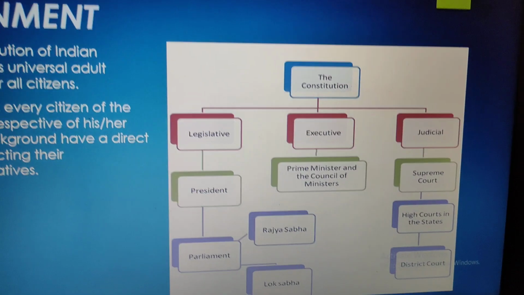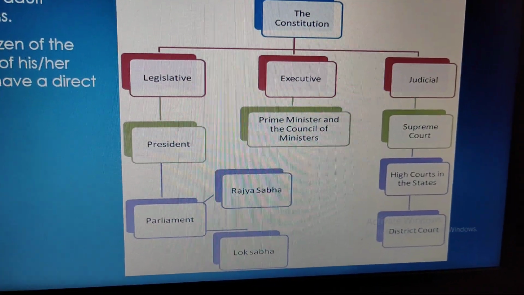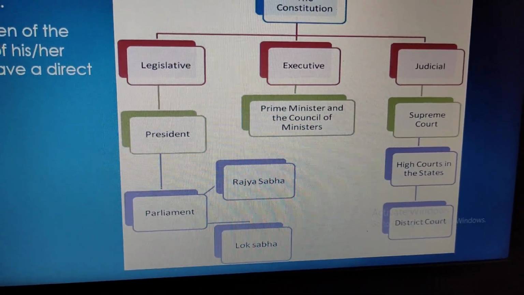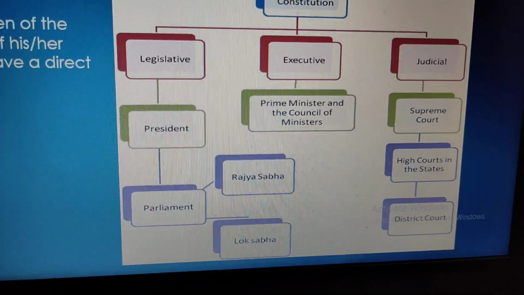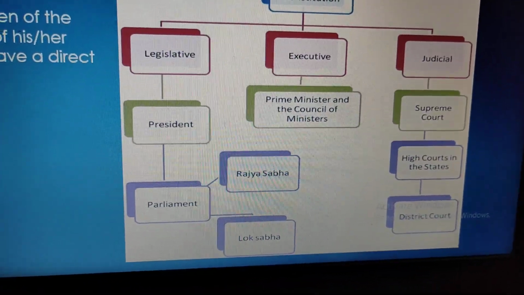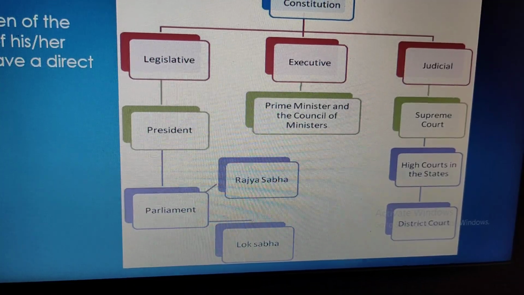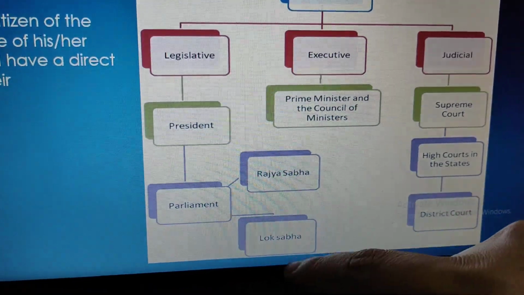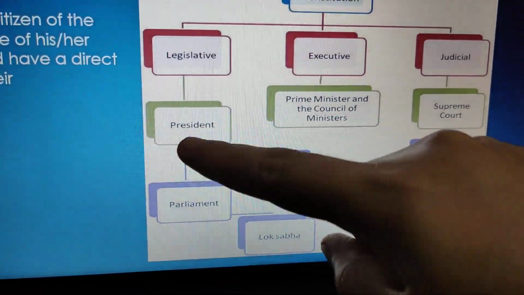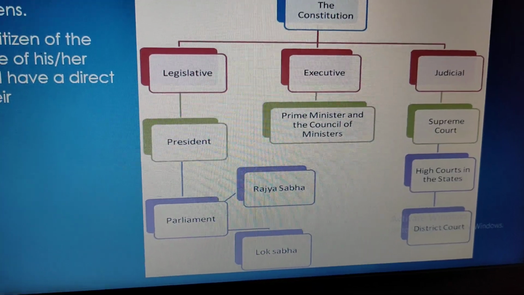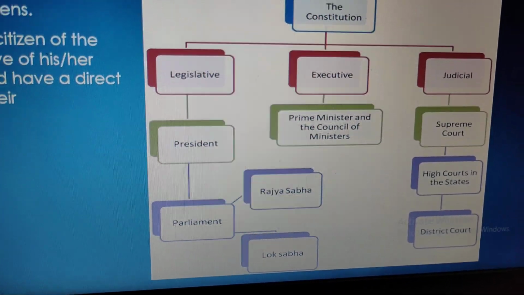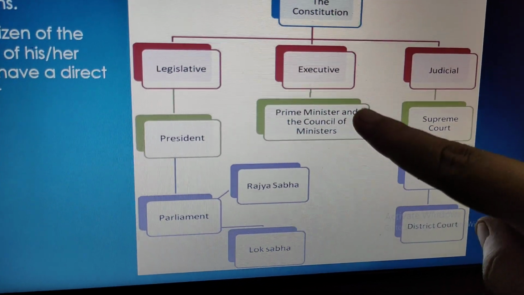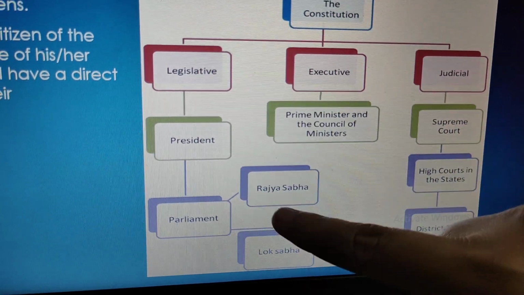Parliamentary form of government: we have already discussed how the government is divided into legislative, executive, and judiciary, right? Legislative makes laws, executive passes it, and judiciary takes decisions and resolves disputes. Now, the president is the head of the parliament. The 2 houses of the parliament, Lok Sabha and Rajya Sabha, come under the president. The president has the powers to dissolve the 2 houses and to take decisions, but he can take decisions only by taking the Prime Minister and his Council of Ministers in confidence.